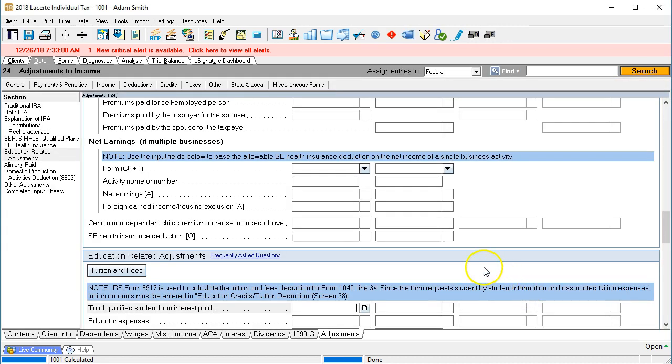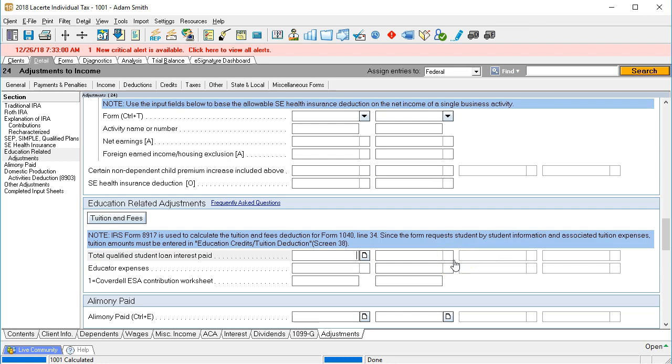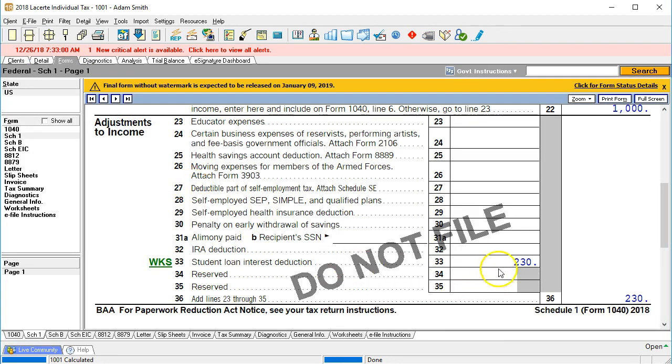This is currently Lacerte tax software. You're going to have some different data input depending on the software, but this is where it will go on the return, and you'll have some type of input screen related to it. So we'll have the interest of 230. So we're going to say 230. We're going to go back to the forms and we'll see there's the 230 total, then 230.